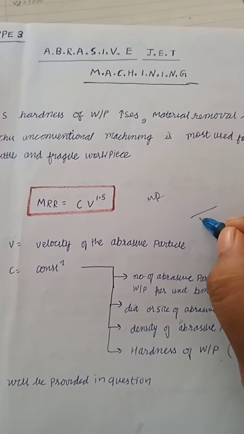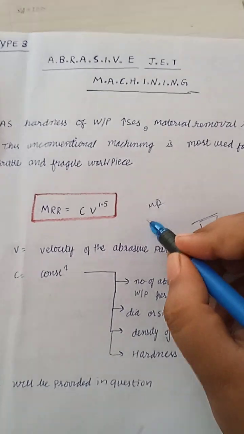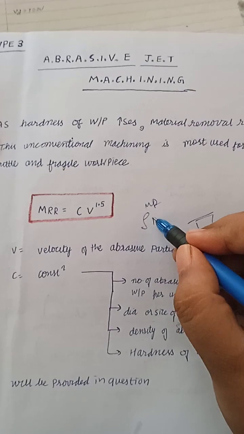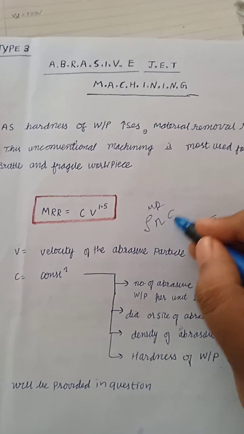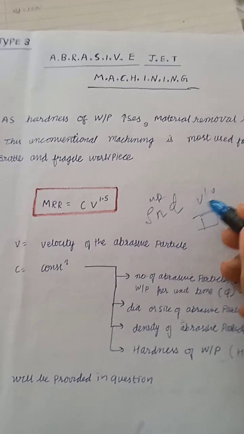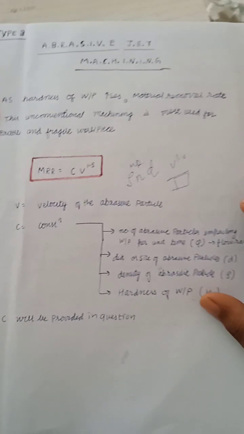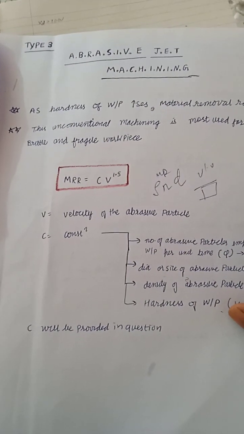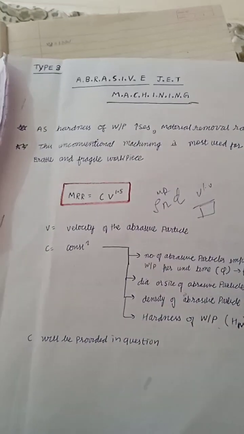So hardness नीचे आएगा और डेंसिटी ऊपर आएगा, नंबर ऑफ पार्टिकल्स भी ऊपर आएंगे और डायमीटर भी ऊपर ही आएगा. सो दिस फॉर्मूला हैज़ कम फ्रॉम डायमेंशनल एनालिसिस. C will be provided in the question or the formula itself will be provided in the question.